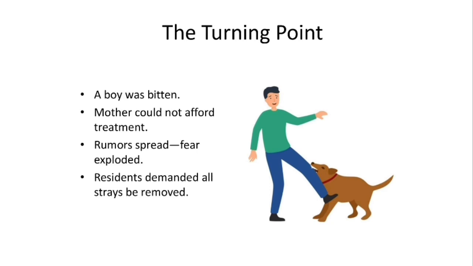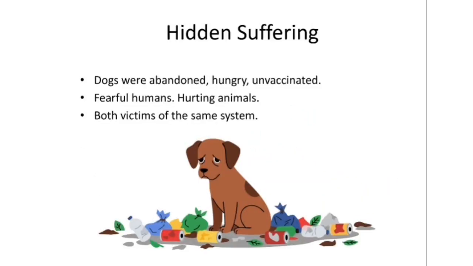Now, people in the community speculated the dogs became crazy, so they panicked and they spread the rumors that there are dogs that are violent. Soon, everyone wanted all the stray dogs removed from the community. Fear took over the community. But the dogs were suffering too, unbeknownst to the individuals living in the community, because they were abandoned, unfed, unvaccinated.